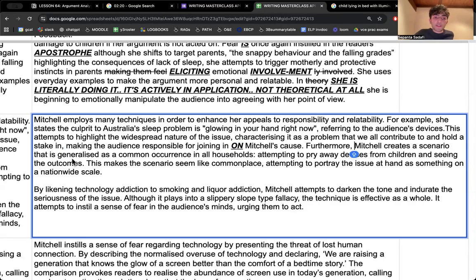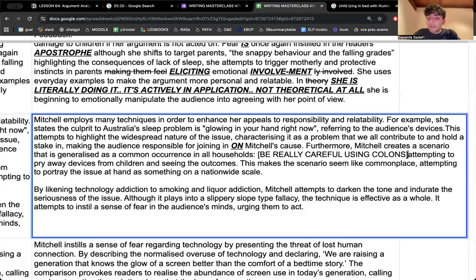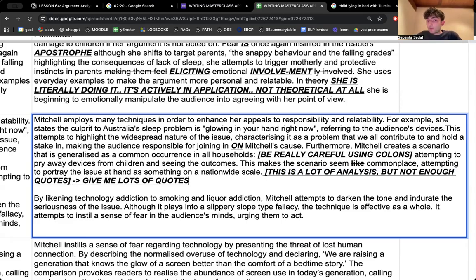Furthermore, Mitchell creates a scenario that is generalized as a common occurrence in all households. Ooh, be really careful using colons. Be really, really careful. Pry away devices from children and seeing the outcomes. Who wrote this? This makes the scenario seem commonplace, tending to portray the issue at hand. Okay, my issue is this is a lot of analysis but not enough quotes. And the other thing, everybody lock in. Listen to me. I need you to give me lots of quotes.